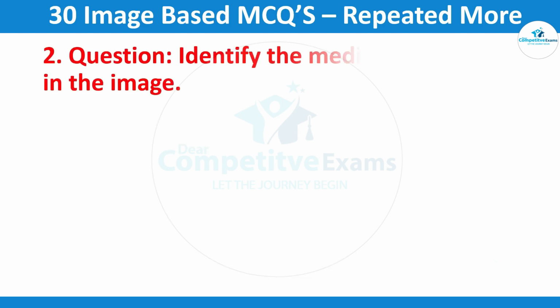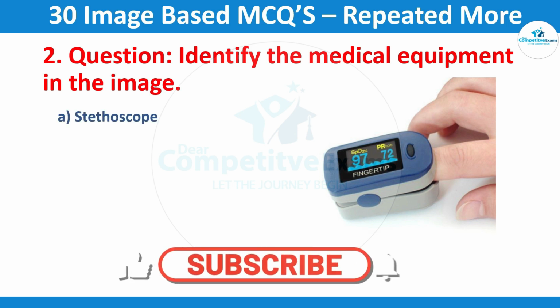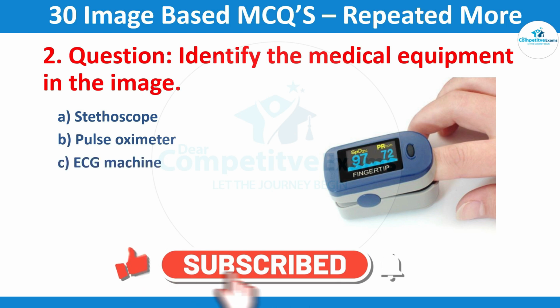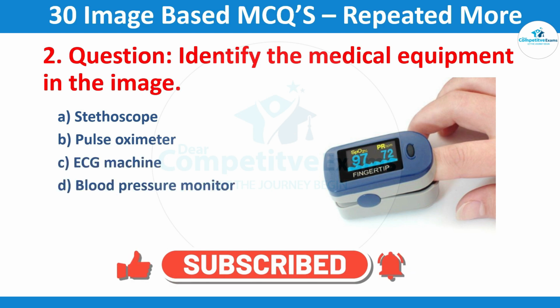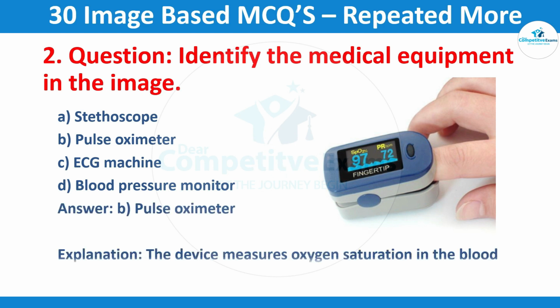Question number 2. Identify the medical equipment in the image. Your options are stethoscope, pulse oximeter, ECG machine, blood pressure monitor. The correct answer is pulse oximeter. The device measures oxygen saturation in the blood and heart rate.